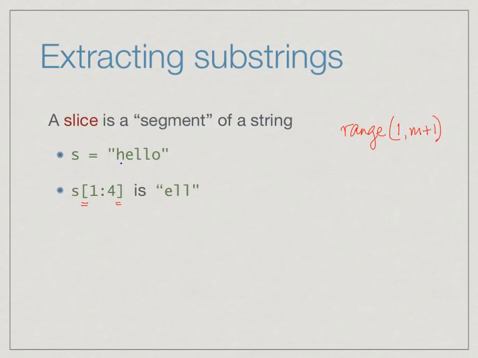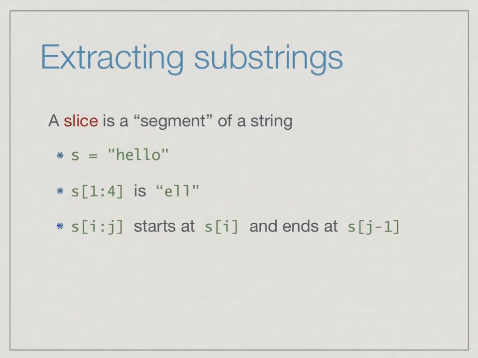So if I do this, then remember that "hello" has positions 0, 1, 2, 3, 4. So the slice from 1 to 4 starts at 1, goes to 2, goes to 3, but does not go to 4. So it's only from E to L, the second L. So in general, if I write S[i:j], then it starts at S[i] and ends at S[j] minus 1.